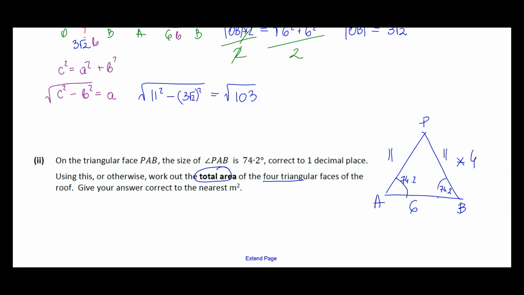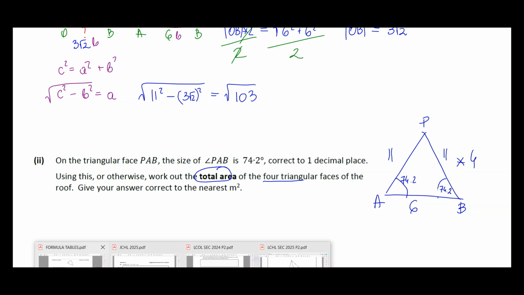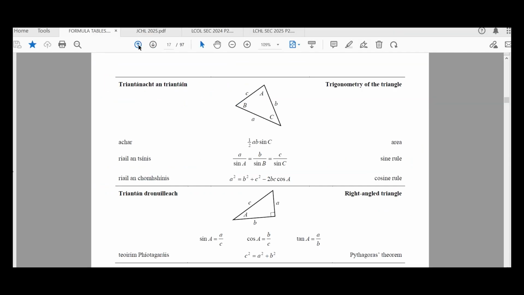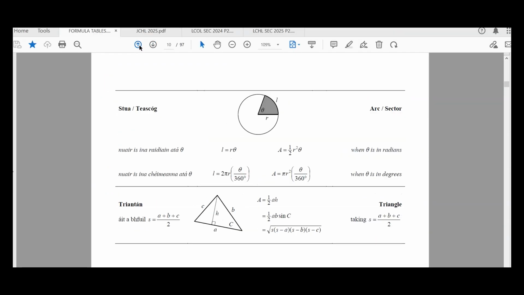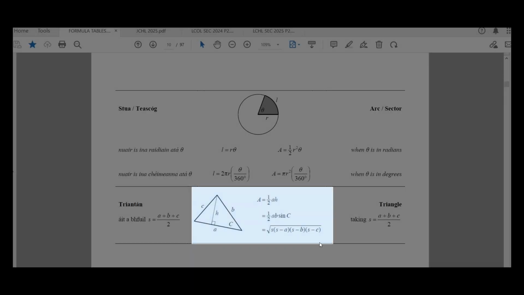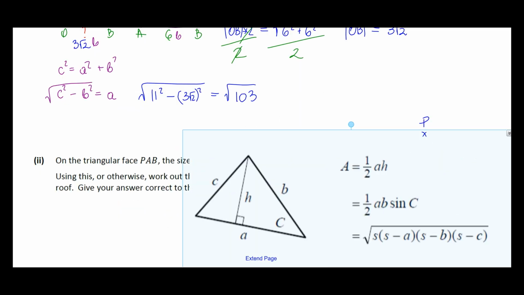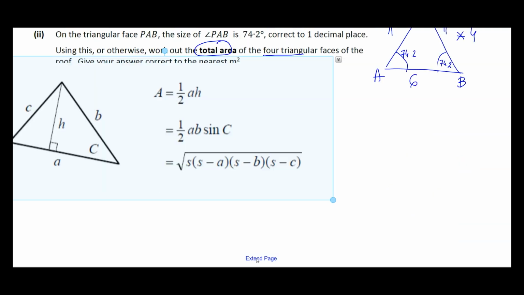How do we find the area of a triangle? We go to our maths tables, page not 16, page 9. Here we have 3 different formulas for the area of a triangle. Which one do we pick? The one we have the information for. So let's just take that and let's consider which one will be the most useful to us here.